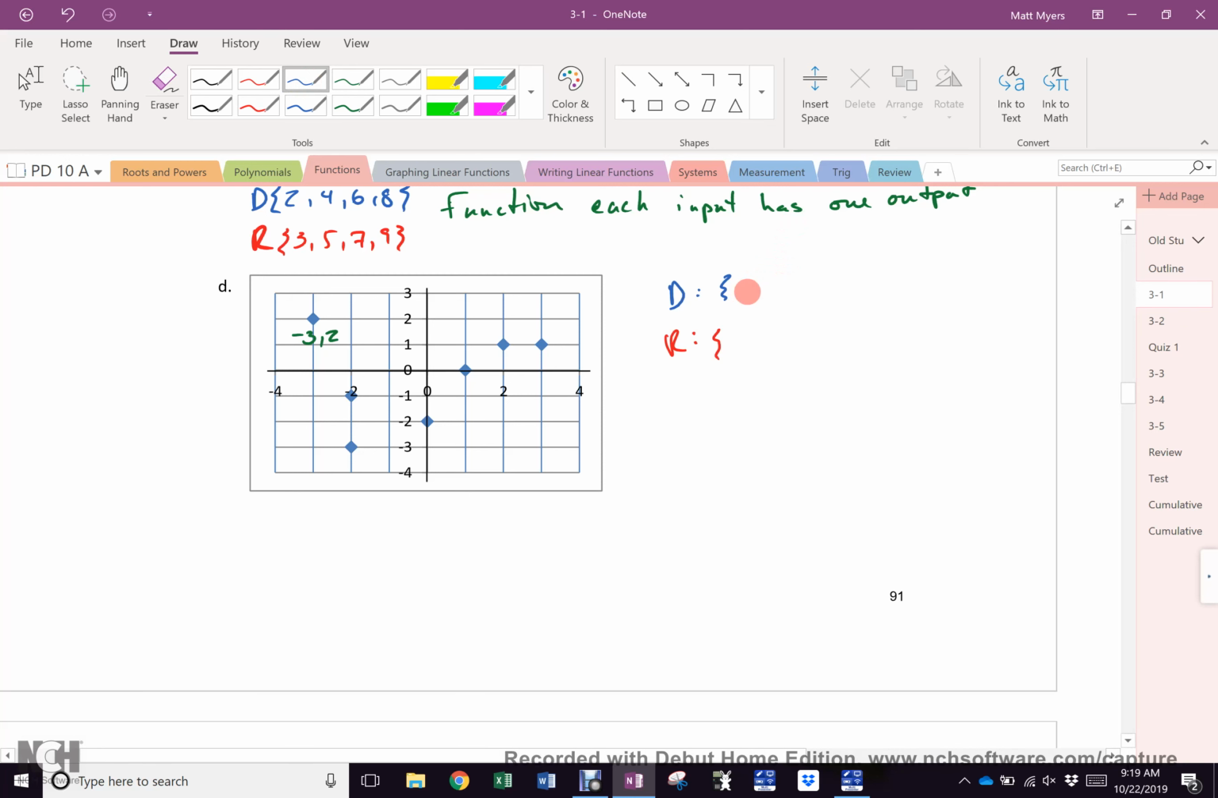Who would like to volunteer the domain? RJ, hit me. Nicely done. But RJ, there's two dots at negative 2. Why didn't you write negative 2 twice? Close. Once I split it into domain and range, what am I seeking? Again, close. Once I split into domain and range, does it matter about the ordered pairs? No, because I am just seeking the values that make up the set, the elements. Everybody cool? Okay, so what is the range?